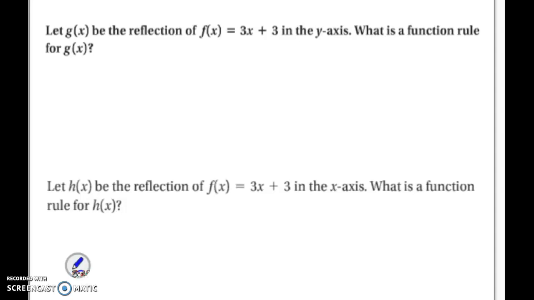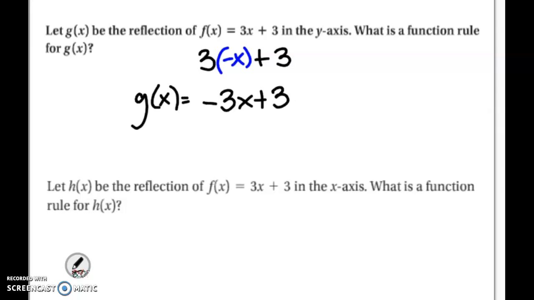So this would be a negative next to the x. All right, so when I'm writing it, my negative is going to be right next to the x. Everything else stays the same. When I distribute that negative out, it's really just negative 3x plus 3 is my new function.